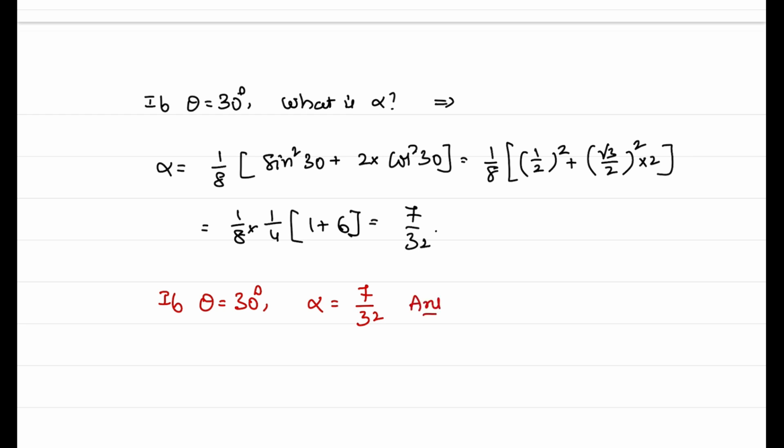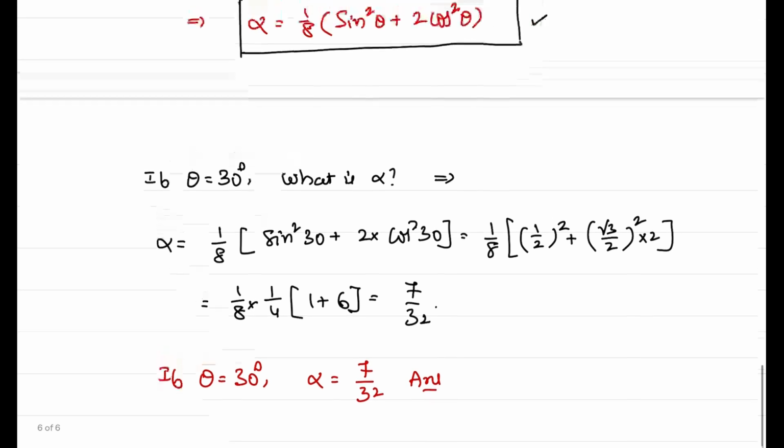If theta is equal to 45 degrees, you can find out. Theta is equal to 60 degrees, you can find out. The final formula is this one.